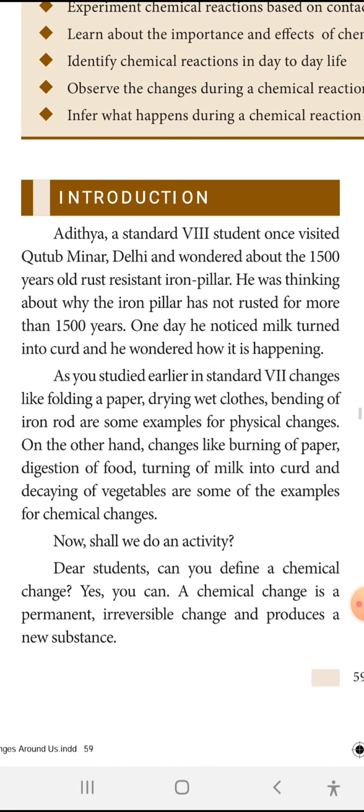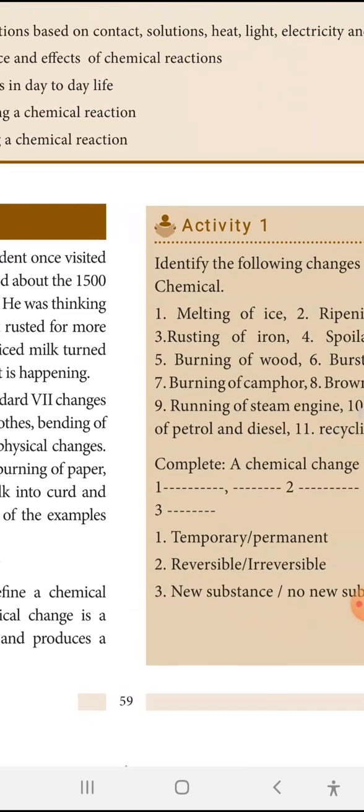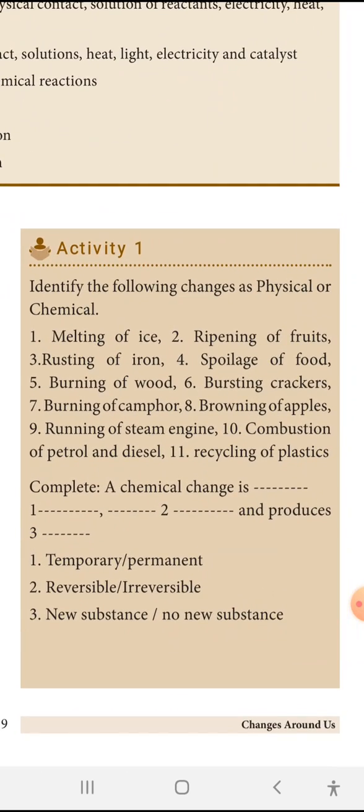What is a chemical change? From this paragraph we have learnt what a chemical change is. A chemical change is a permanent, irreversible change and produces a new substance. Here an activity is given, with many items from melting of ice to recycling of plastic. You must write: a chemical change is dash. Irreversible change. Dash dash dash produces. Third, these are all the blanks you have to fill in.